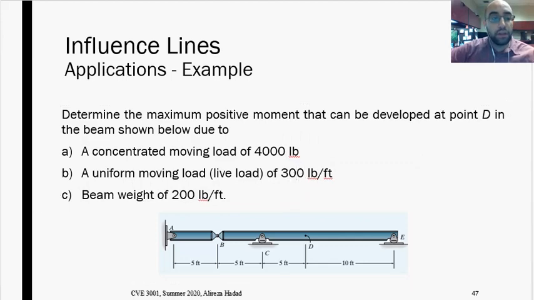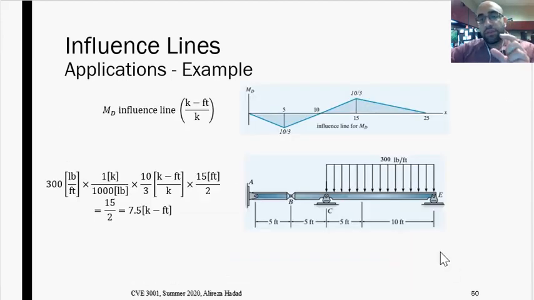So since it is moving, we can just distribute it in specific regions that we want. In this specific question, I wanted to know the maximum positive bending moment at D, so I distributed this uniform load over here in the region where we have the positive values in the influence diagram. So what is the value of the moment? I have to multiply the intensity of that uniform load by the area that I have inside the diagram. That will give me the moment because of this uniform moving load at point D.